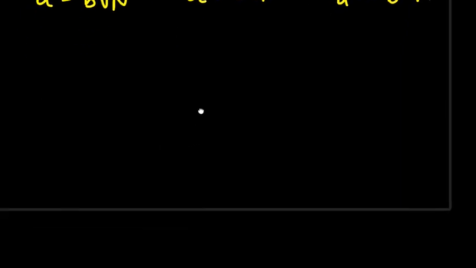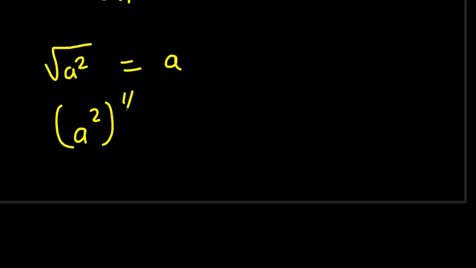Okay, so let's just add some more. The other one, maybe root a squared, is the same as a, because a squared is just a to the power 2 to the power half, which is the same as a to the power 2 times half, which is a to the power 1.